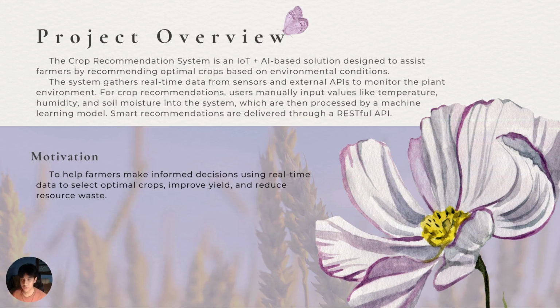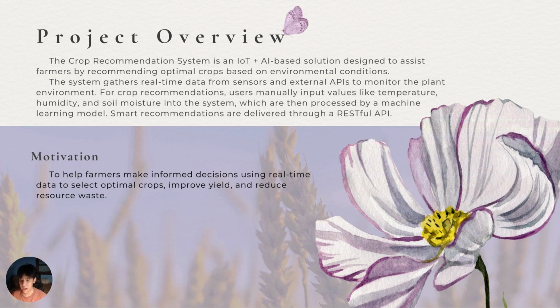For our project overview, the crop recommendation system is an IoT and AI based solution created to assist farmers in selecting the most suitable crops based on their environmental conditions. The system continuously gathers real time data from sensors and an external API to monitor the surrounding environment. For the crop prediction, users manually input key values like temperature, humidity, and soil moisture, which are then processed by our machine learning model. Then recommended crops are returned through a RESTful API.